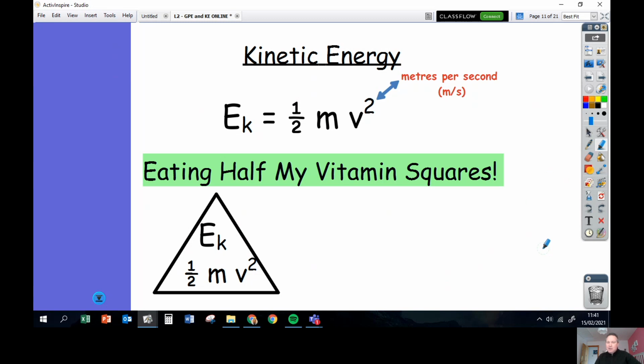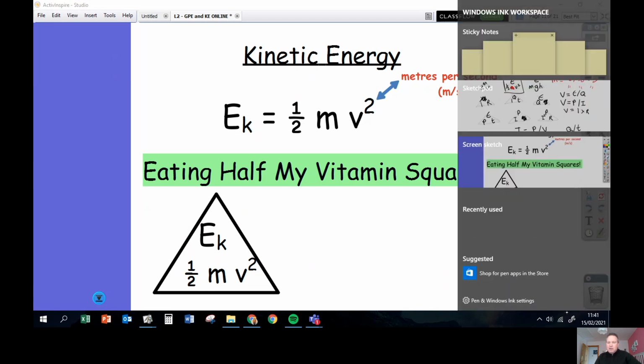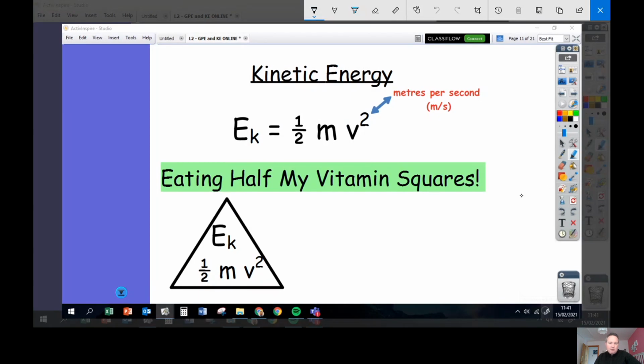Again, the rearrangements, although it looks like the rearrangements are a bit of a pain, they're not. If you write it like a triangle, E goes on the top line, half mv squared is your rearrangement. If I'm trying to work out the energy, cover that up, no problem. Energy is a half times the mass times the speed squared, no problem.